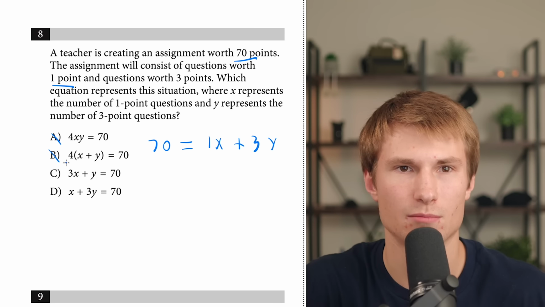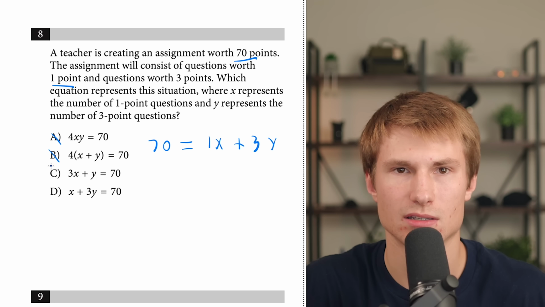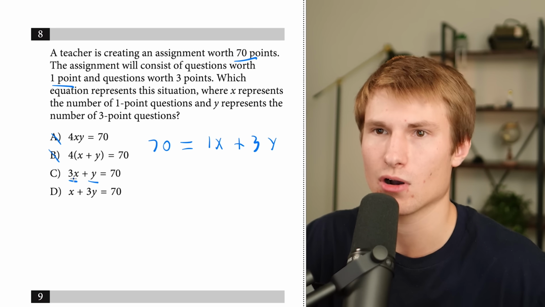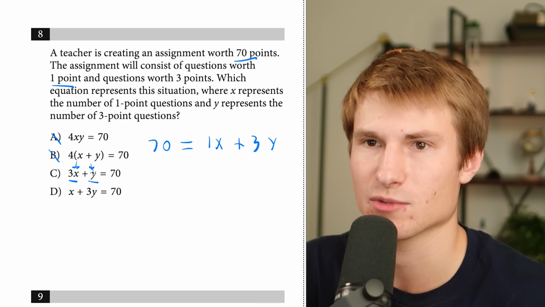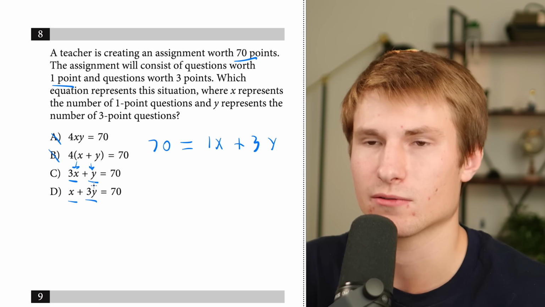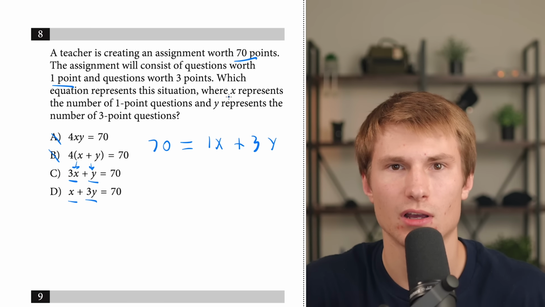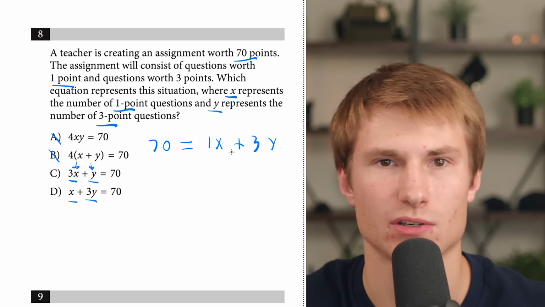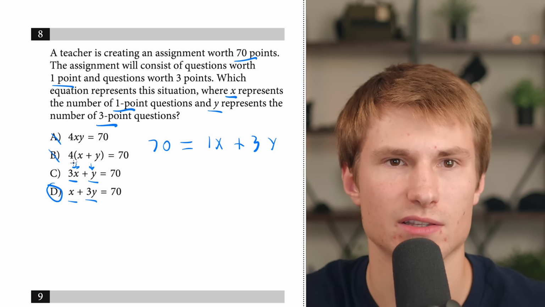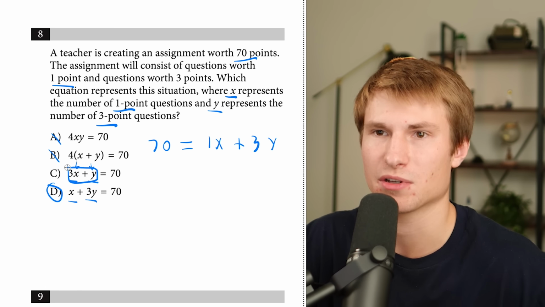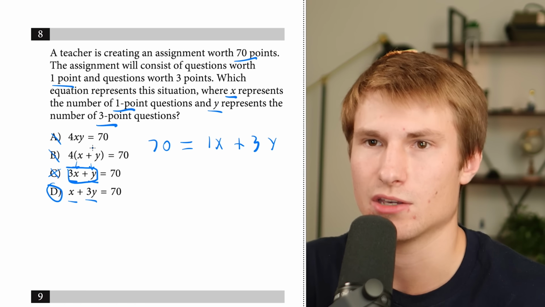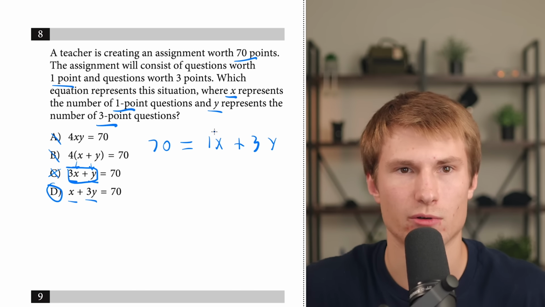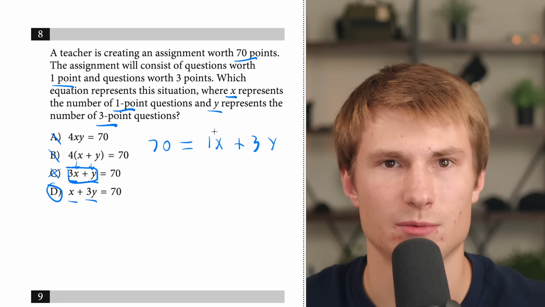A is not that, B is not that, C has these two mixed. Okay, watch out for that. It's got the wrong y and the wrong x coefficient. It has them switched around. And then D, it looks like we got the right answer. I'll quickly check to make sure that we do have x representing the number of 1 point questions. That is true. Y representing the number of 3 point questions. Okay, so there we go. All right, so D is our answer. Always watch out for this where they flip the coefficients on you. That's a simple mistake you can make, so always pay close attention to what x represents, what any sort of variable represents in the question. In this case, our answer is going to be D.